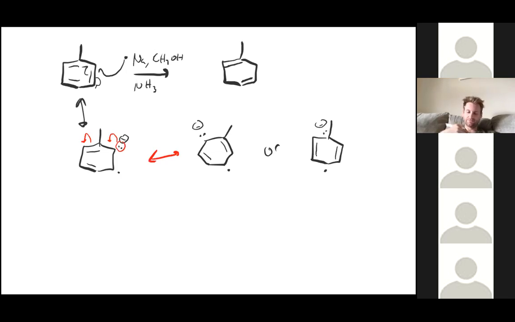Either they're going to end up on the carbon with the methyl group on or one away. And if you kind of go around this ring, you'll find that they are symmetrical. So these are really the only two you could have. Technically, you could get like the opposite ones. So negative, single radical. That's wrong.